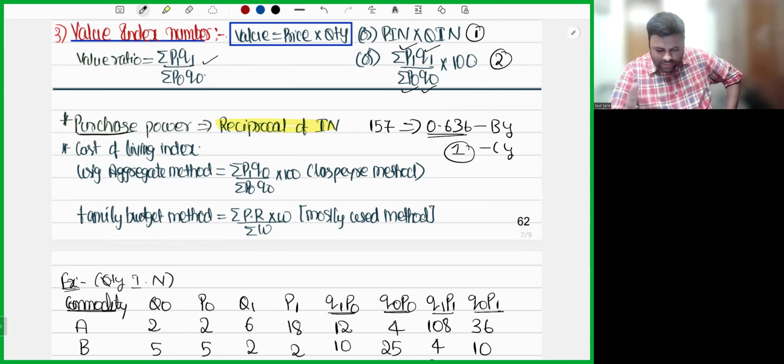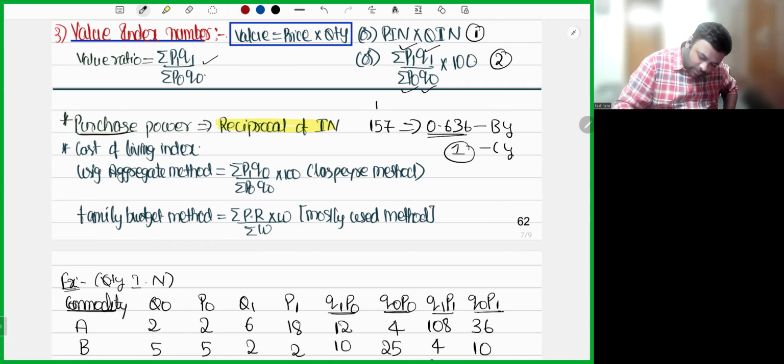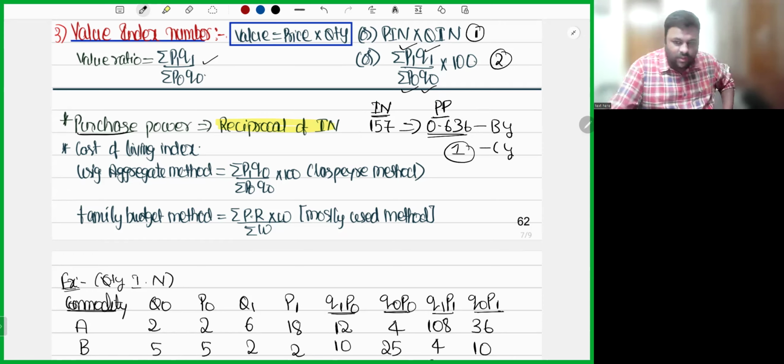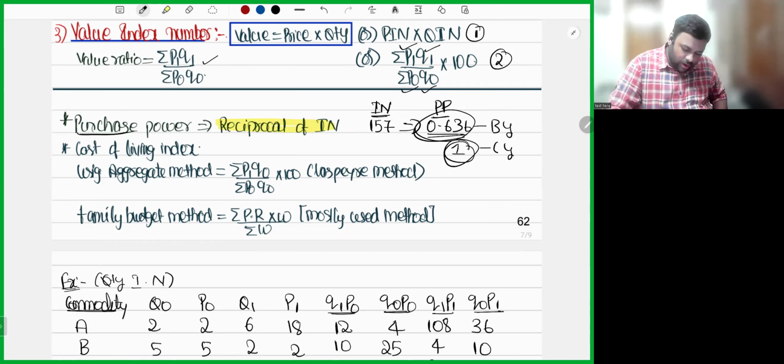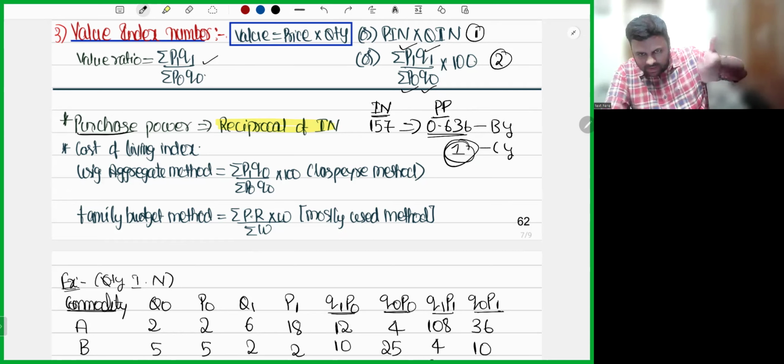Now, once again, I'm repeating. If index number is 157, purchasing power will be 0.636. So how will you interpret this 0.636? If any commodity price is 0.636 in base period, it became 1 rupee in current period. It means you are doing reciprocal of index number. If you want, you can do current year by base year into 100. You will get the same answer again. Something which is 63 paise in base year became 1 rupee now. That's how you are going to interpret this purchasing power. You don't have many questions, only one question in the ICM method on purchasing power.